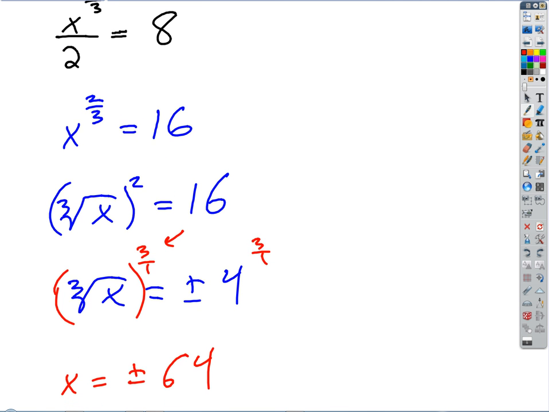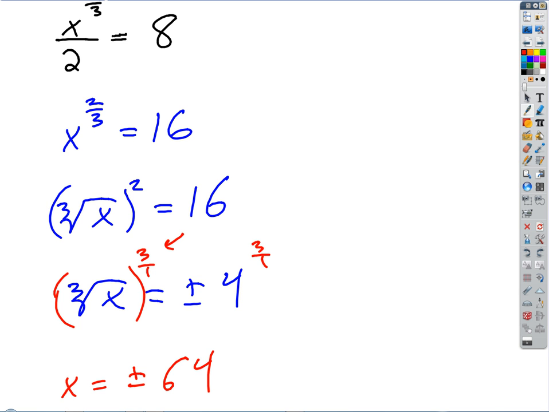So if I go back, we'll just go up to the spot right here. Let's take the plus 64, try that. So 64 to the 2/3 is what? 64 to the 2/3 is 16, right? The cube root of 64 is 4, 4 squared is 16, okay? Let's try the minus 64.